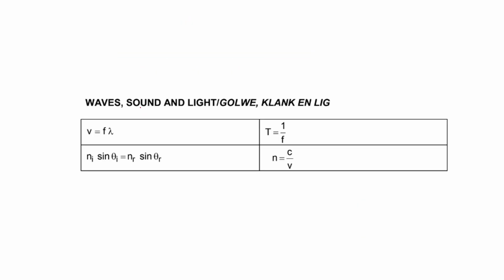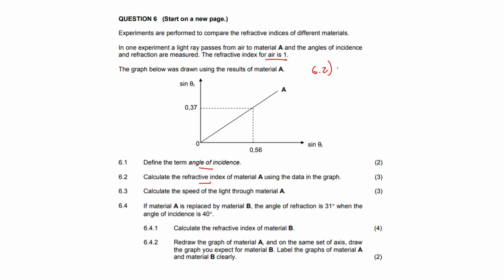All right, so we can just use our trusty formula on our formula sheet. 6.2. Please write down the formula first because you do get a mark for it. A nice easy mark, guys. Please write down the formula. All right, so they want the refractive index of material A. So they want n_R.